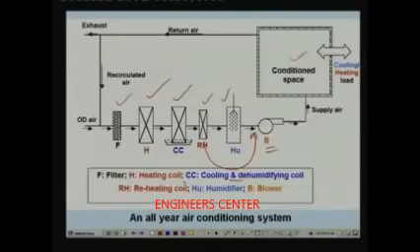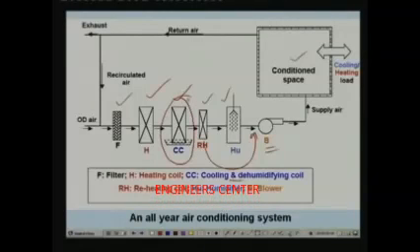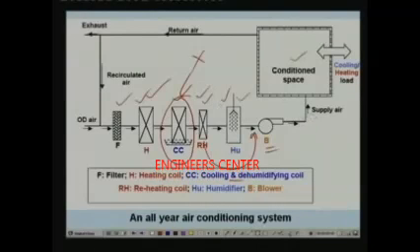So in winter we require heating and humidification. So in winter you don't have to run this cooling and dehumidification coil. So this is not operational. Okay. So heating coil is on, reheating coil is on, humidification coil is on. So you can achieve heating and humidification, and you can get hot and humid air here during winter, right.